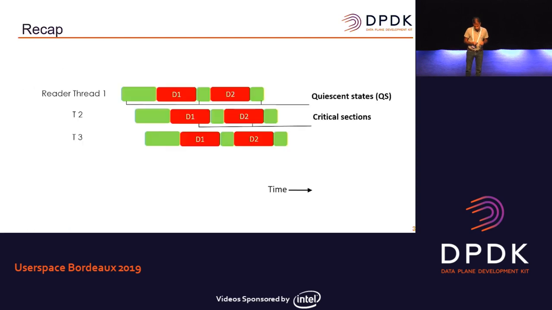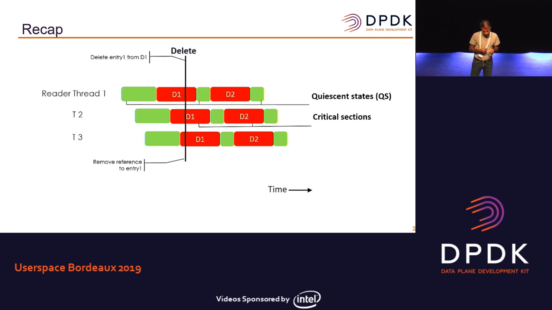Okay, so a quick recap here. What you see here is reader threads. The green parts are the parts of your code where they are not accessing any shared data structures. We call them quiescent states. The red parts are the ones where they are accessing the shared data structures. We call them critical sections.